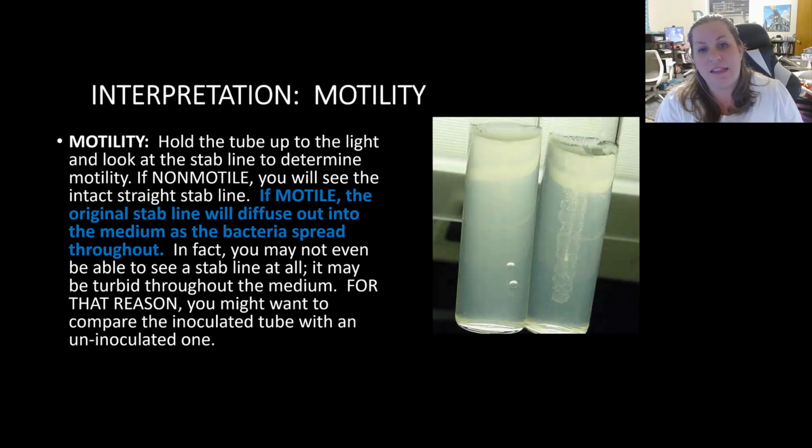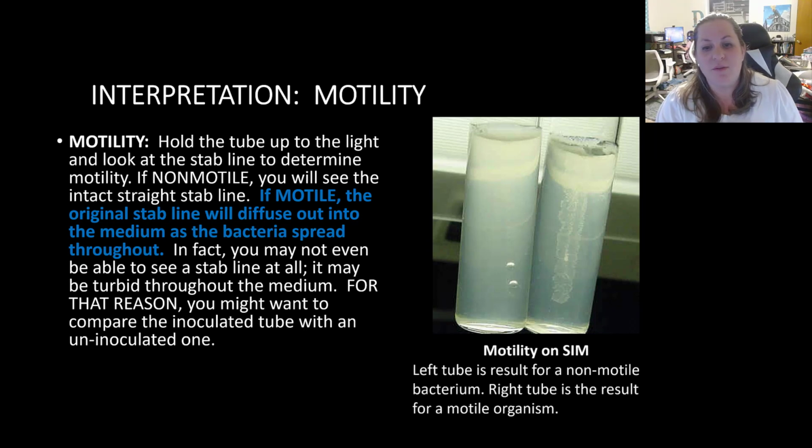And so you can see the example here. When we look here, the left tube is a result of a non-motile bacterium. So we see the left one is non-motile. You can see the stab mark that's present, whereas the right tube is going to be the result of a motile organism, where it's spread out. You can see that you can't even tell really where the stab line is. It's all spread out through the media. And again, seeing one that's not inoculated next to them would help you be able to distinguish these.